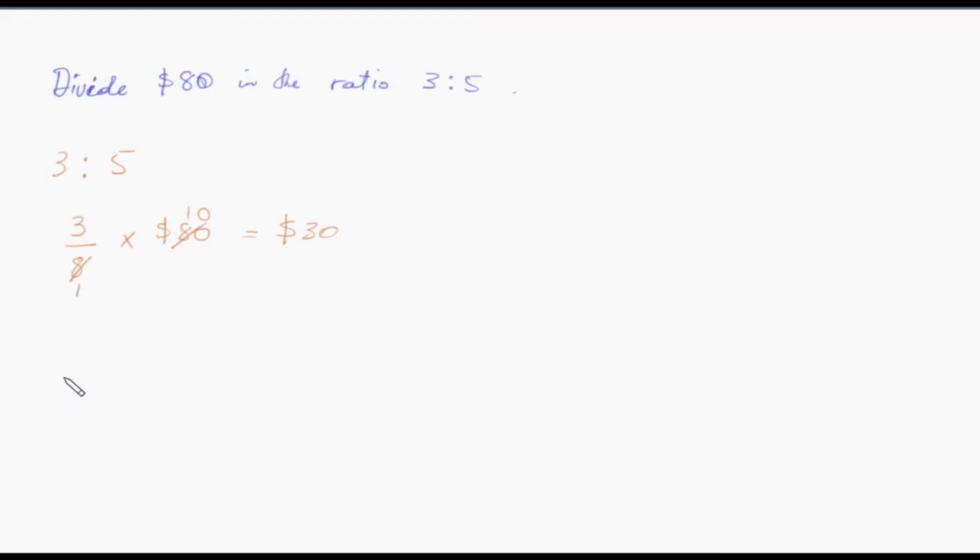All right? For the second part, you are going to have 5 over the total, which is 8, multiplied by this quantity here, $80. Okay? All right. So 8 goes once, in here 10 times. So 5 times $10 will give you $50. Okay? So this, my friend, is the answer. You have divided $80 into this ratio, so you divided it into $30 and $50. All right?